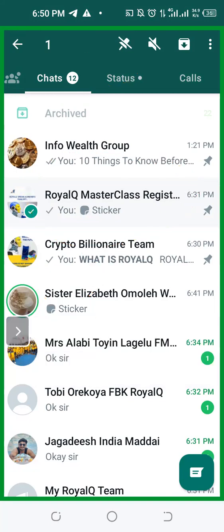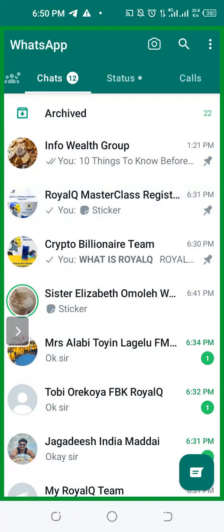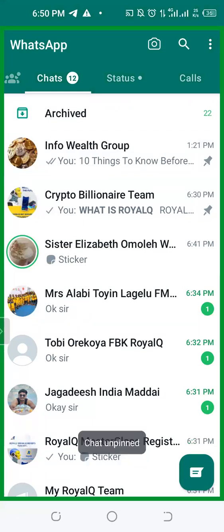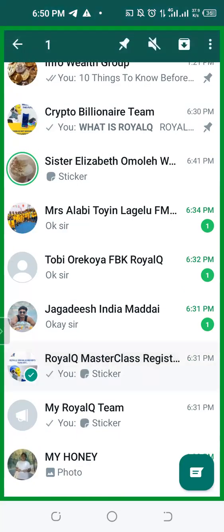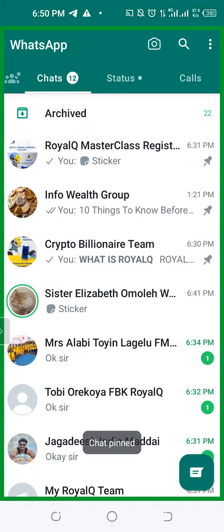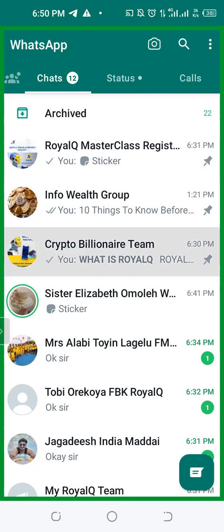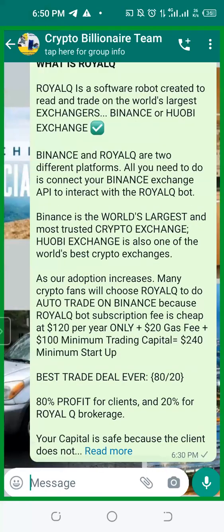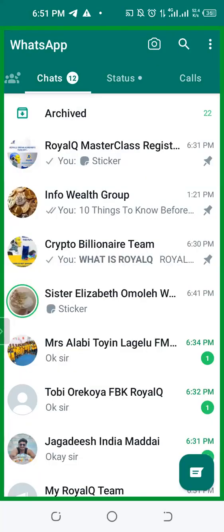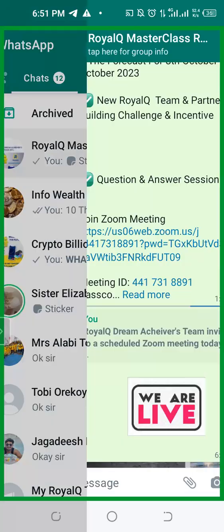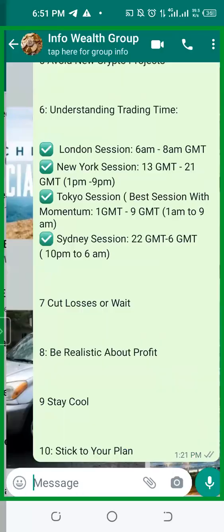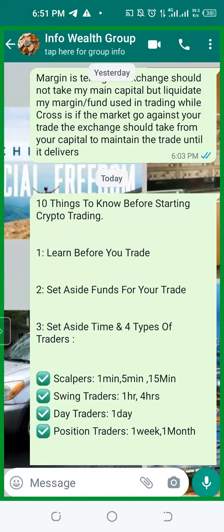Let me just unpin it. If I unpin it and any other message comes in, it will go down. But if I pin it up, it stays up, so that I can be chatting with my team members, my business partners. The other group up here is the general group. So make sure you create time for your RoyalQ, because it's a business, a trade that can be giving you money daily, weekly, if you take it.